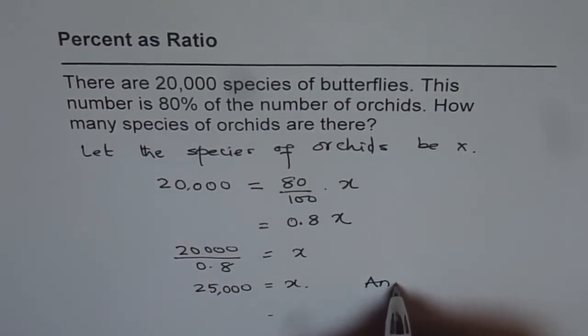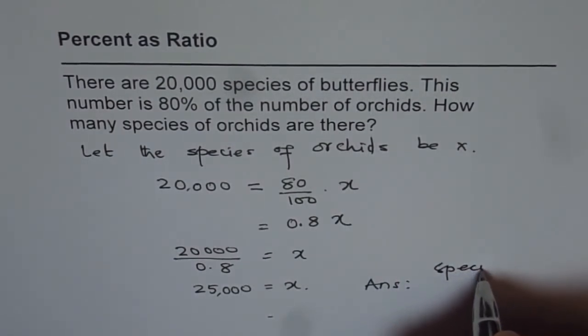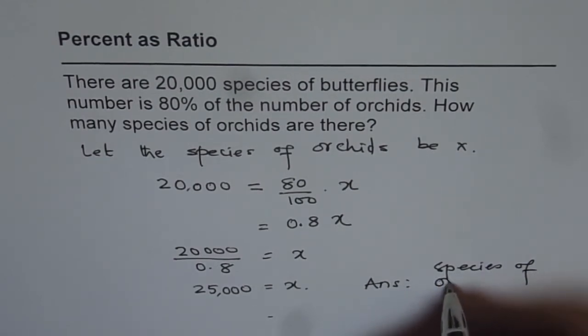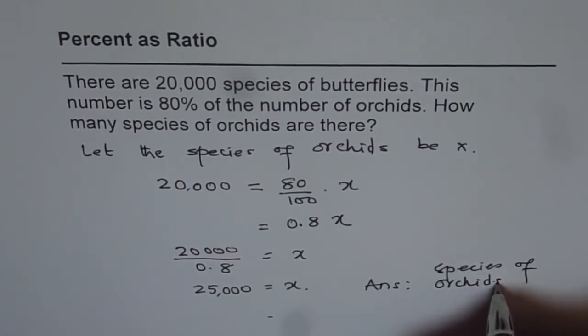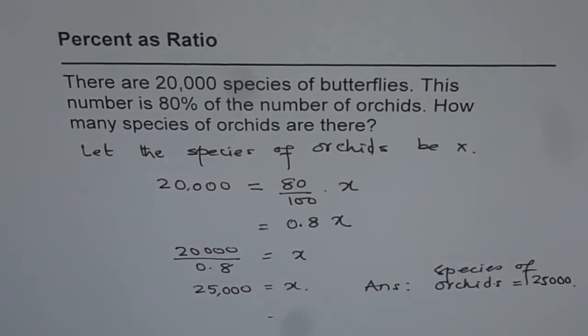So our answer is species of orchids equals to 25,000. Okay, so that is how you can solve this question. I hope that's absolutely clear.